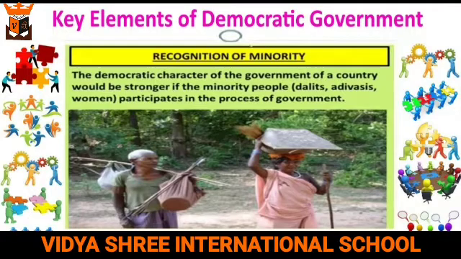Another way for people to participate is by organizing themselves into social movements that seek to challenge the government and its functioning. Members of the minority community, the Adivasis, women and others are often able to participate in this manner. If a country's people are alert and interested in how the country is run, the democratic character of the government of that country will be stronger.